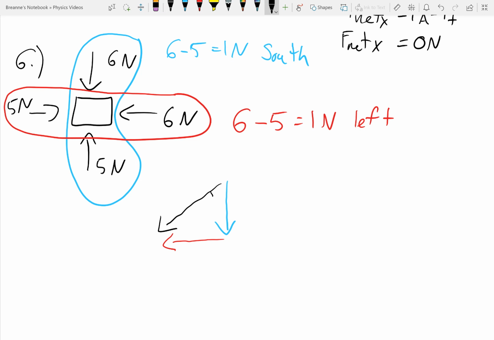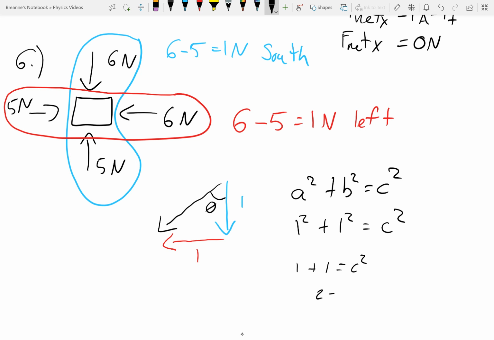And this is the angle. If you need to find an angle, that's the angle you're looking for. So, this one's 1, this one's 1. You're looking for your hypotenuse, which is your resultant force. And so you'll end up doing a squared plus b squared equals c squared. So 1 squared plus 1 squared equals c squared. 1 plus 1 equals c squared. 2 equals c squared. Take the square root, and you get c, which is the square root of 2.